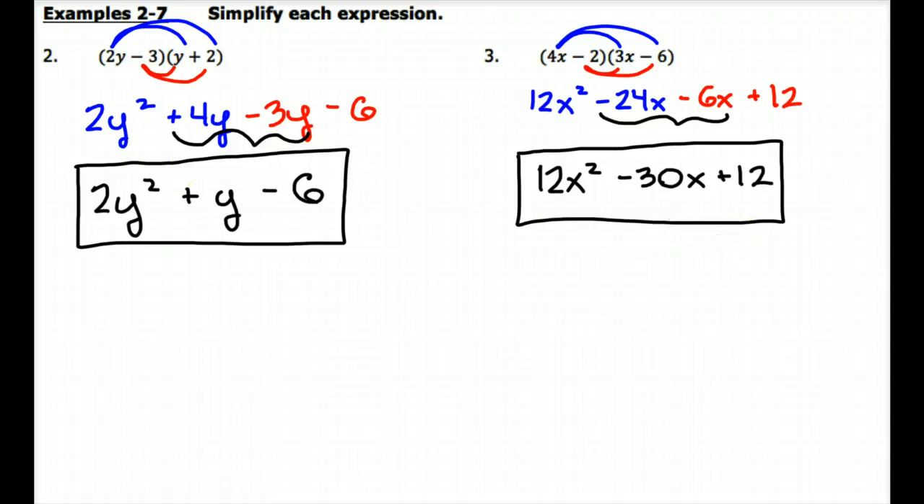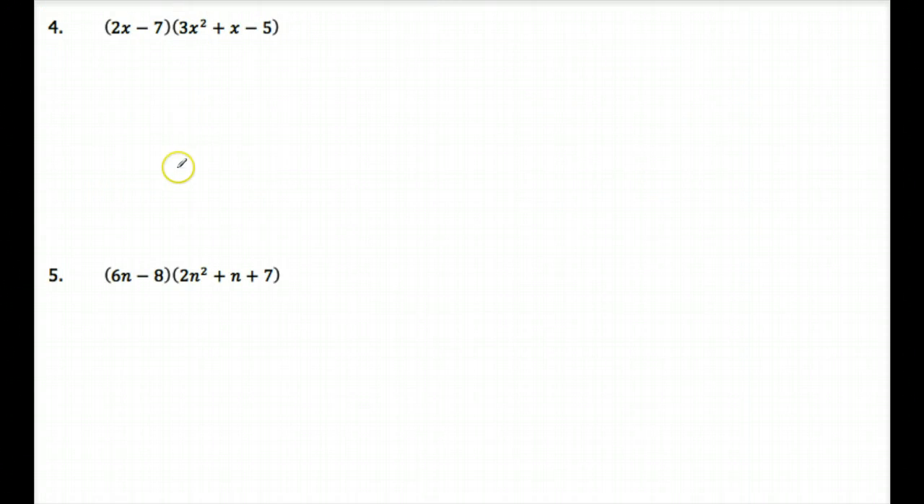Okay, finally, let's move on to these examples on the back. This time, instead of multiplying two binomials, I'm going to be multiplying a binomial times a trinomial. So for number 4, we have 2x minus 7 times the quantity 3x squared plus x minus 5. Again, we're going to do the same process. We're distributing every term in the first polynomial to every term in the second polynomial.